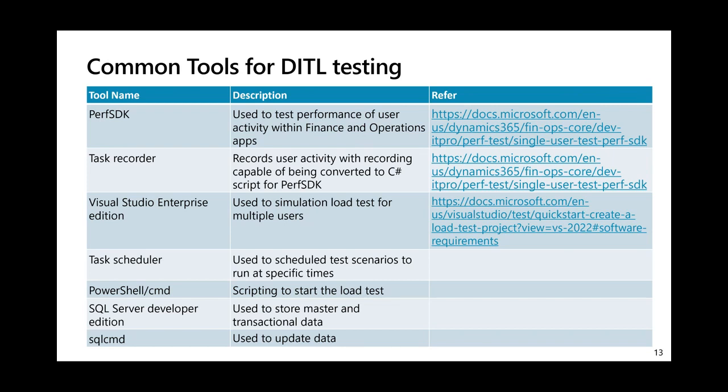And next one is the Task Recorder. It's also a necessary tool in the live testing because it helps you to record the task process flow in XML format, and using the Perf SDK to help you generate the C# program. And then you can do the testing through Visual Studio. And also here, the reference URL, you can check the procedure and also the security required for the user who does the task recording.